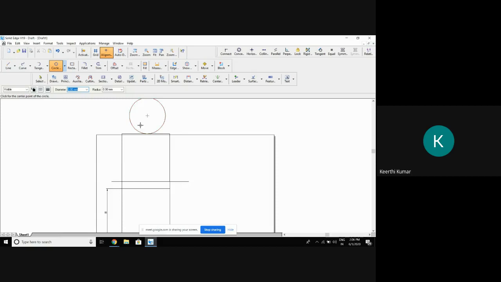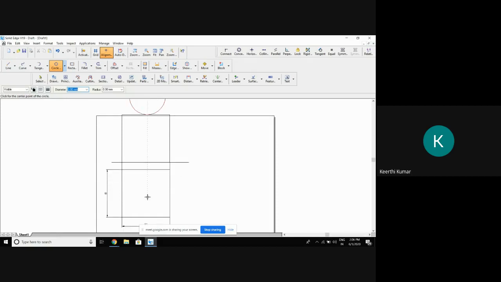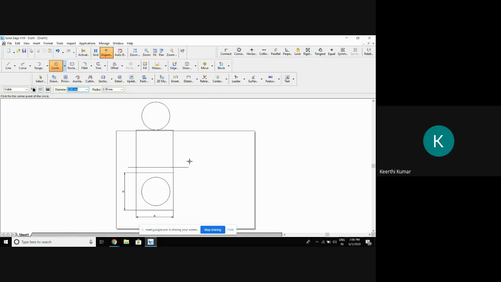For example, I'll keep a sphere here. And how to draw here? Correct? See this? Can you analyze what exactly I have drawn? This is the front view, where above the cube there is a sphere.